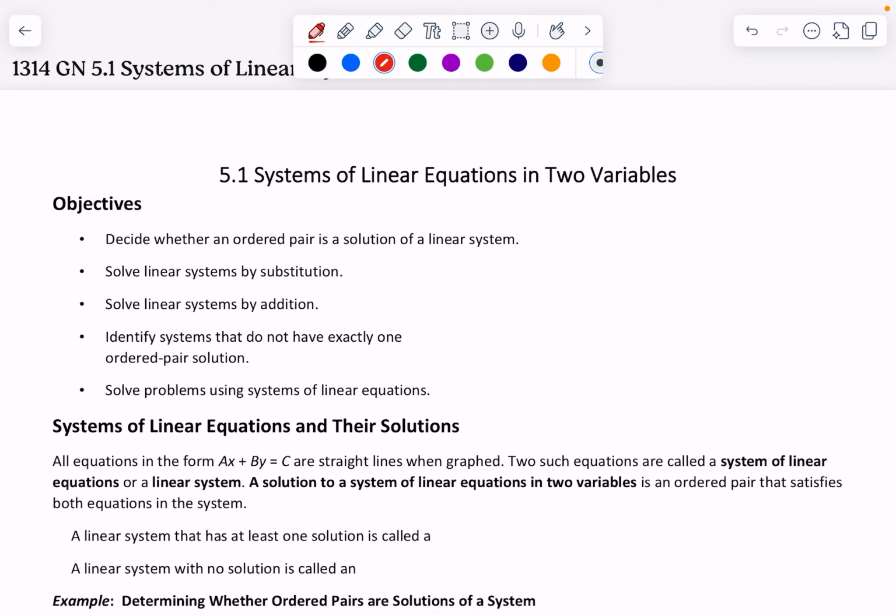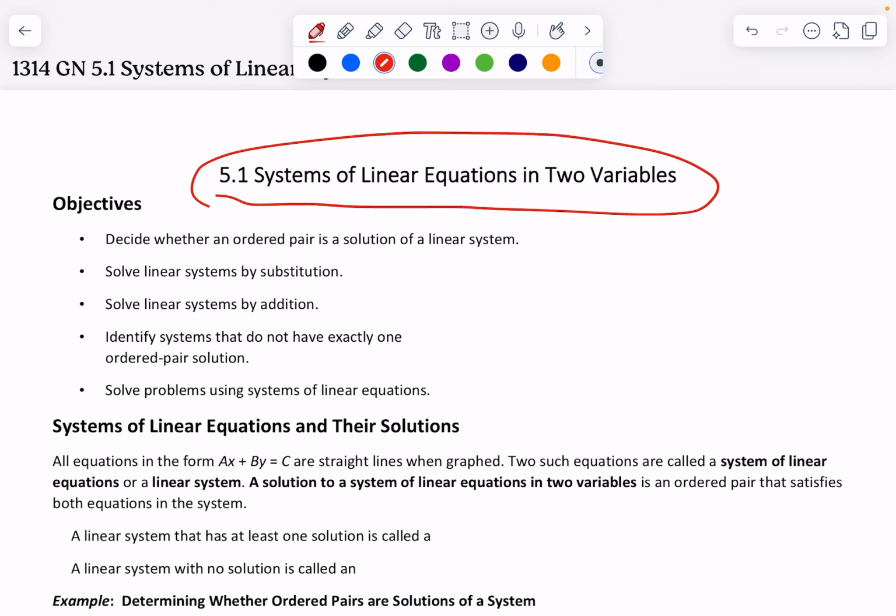Hello. So we are now starting chapter 5, which talks about systems of linear equations and inequalities. So we're going to start with 5.1, which is the systems of linear equations in two variables.